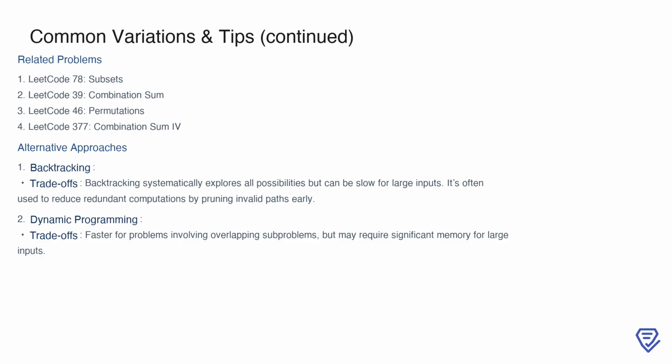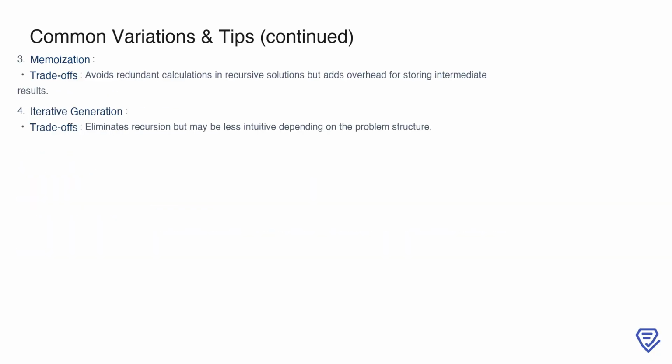It systematically explores all possibilities while pruning invalid paths early, which makes it more efficient than a brute force search. However, backtracking can still be slow for large inputs, so its trade-offs should be evaluated carefully. On the other hand, dynamic programming is often much faster for problems with overlapping subproblems. By storing intermediate results and reusing them, dynamic programming can significantly reduce computation time. That said, it can require a considerable amount of memory for large inputs, so be mindful of its space complexity as well. Finally, let's cover two more approaches that you may find useful when solving this type of problem.